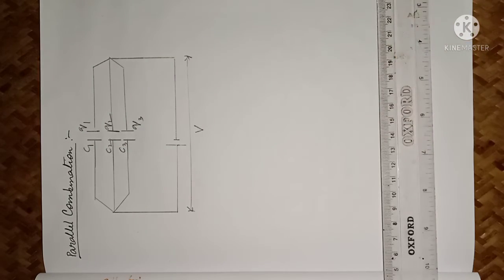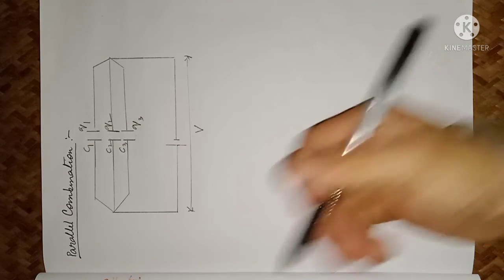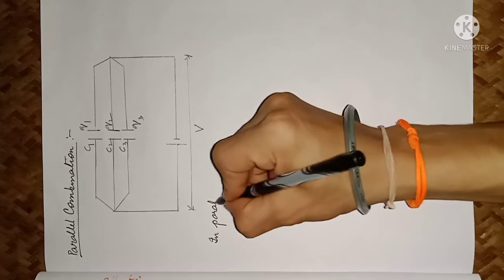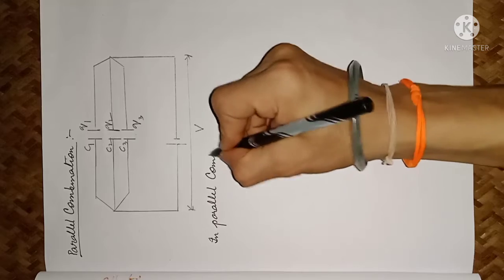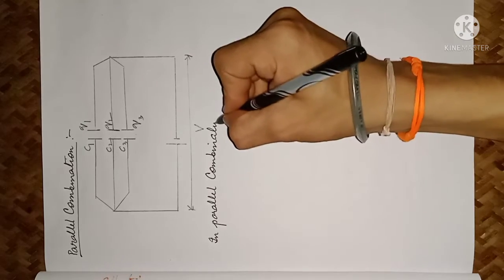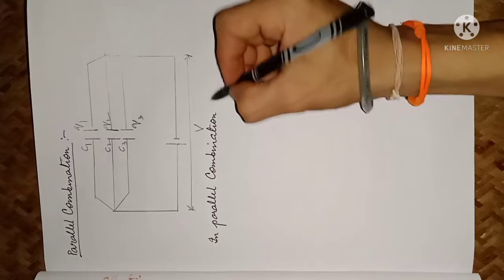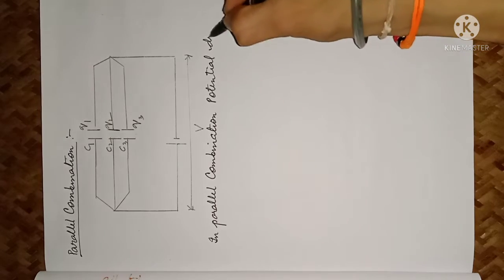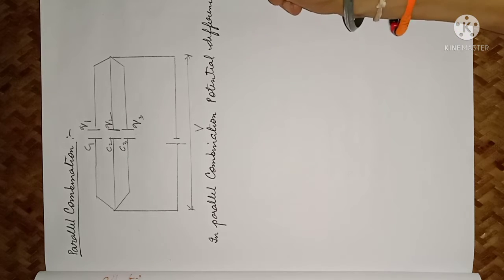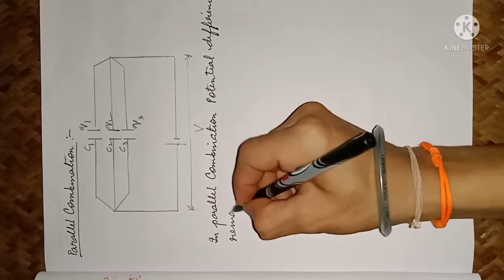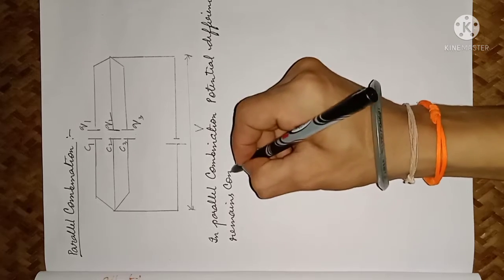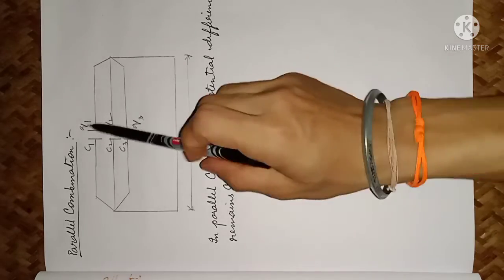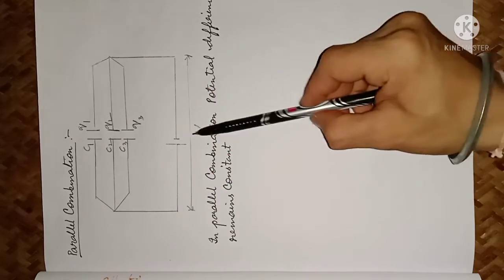One important point you need to note down: in parallel combination, the potential difference remains constant. This is the point you need to note down. In parallel combination the potential difference remains constant.